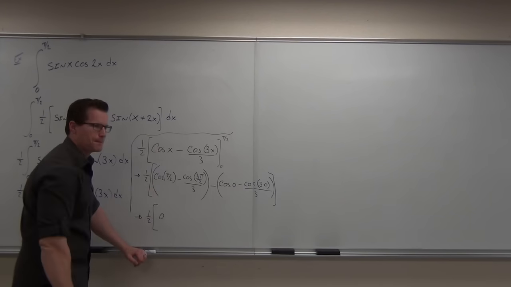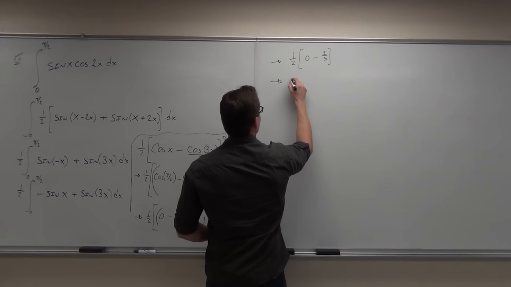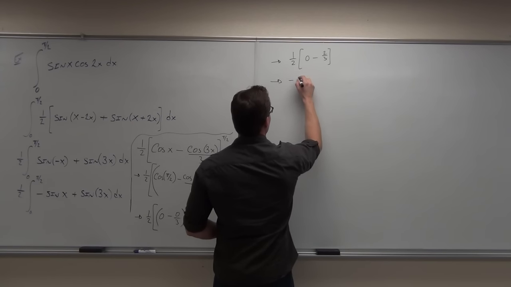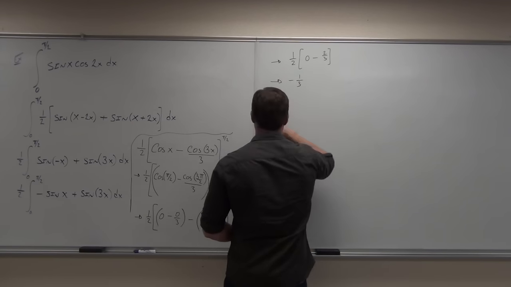You go, wait a minute, that doesn't make sense. Can I have an area that's 0? You can. Complex analysis, oh, no, doesn't matter. What happens here? So this is 0. 1/2 times 0 minus... I got -1/3. Did you get -1/3? Yes. Yeah. We are done. Did that make sense to you guys? Yeah. Okay.